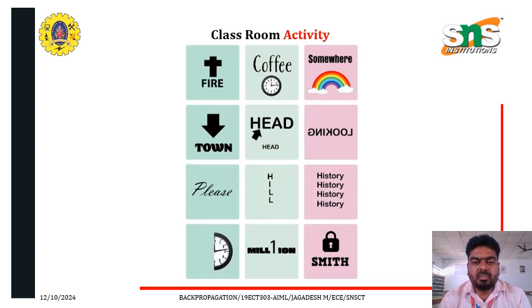So let's have some classroom activity. It's a rebus puzzle. From the image, you have to find the appropriate English sentence. For example, here "looking" is mentioned in reverse order, so it is "back looking". Like that, you have to find the answers for the remaining ones.